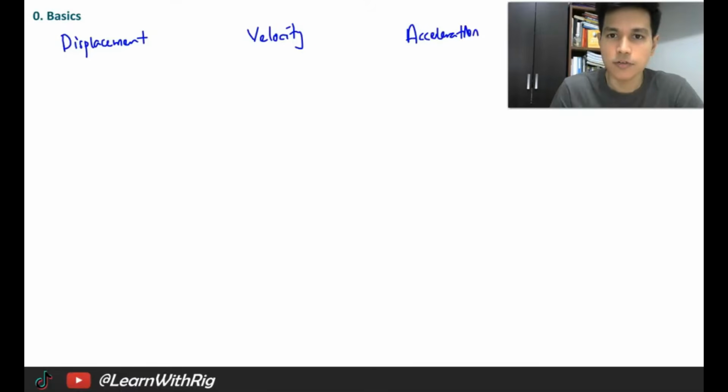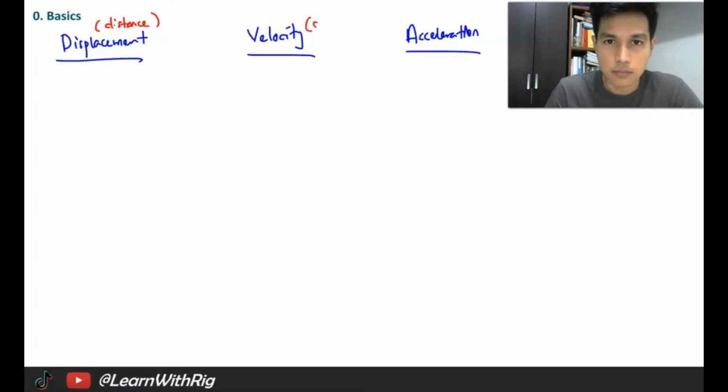I'm sure you have already learned this in your physics, so this should be easier for you to understand because you already learned it before. So what is displacement, velocity, and acceleration? Let's start one by one. Displacement is similar to distance, but of course there's a difference. Velocity is similar to speed. And what is the difference?